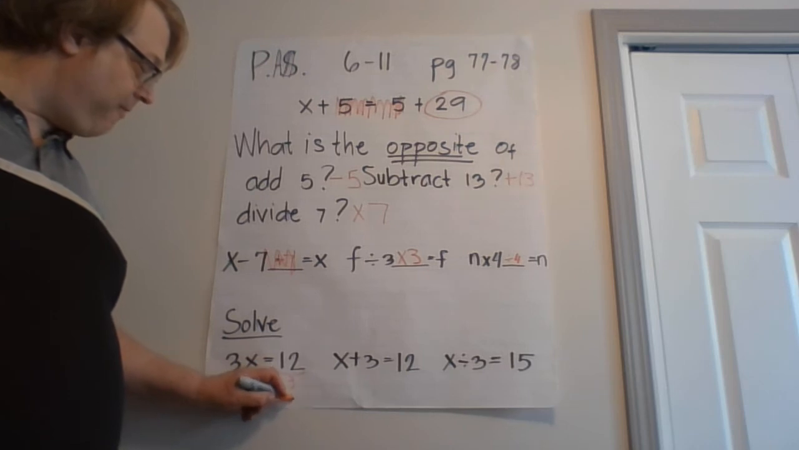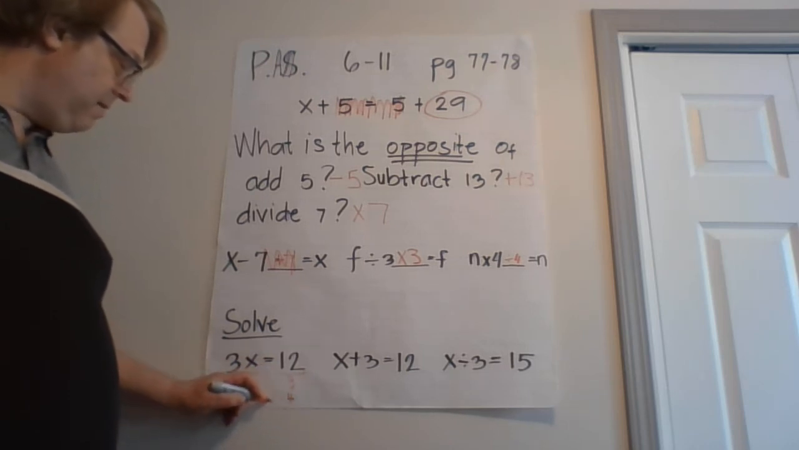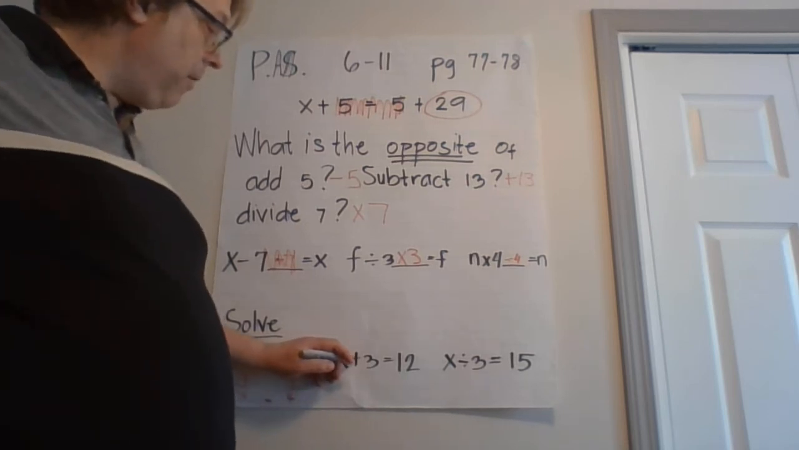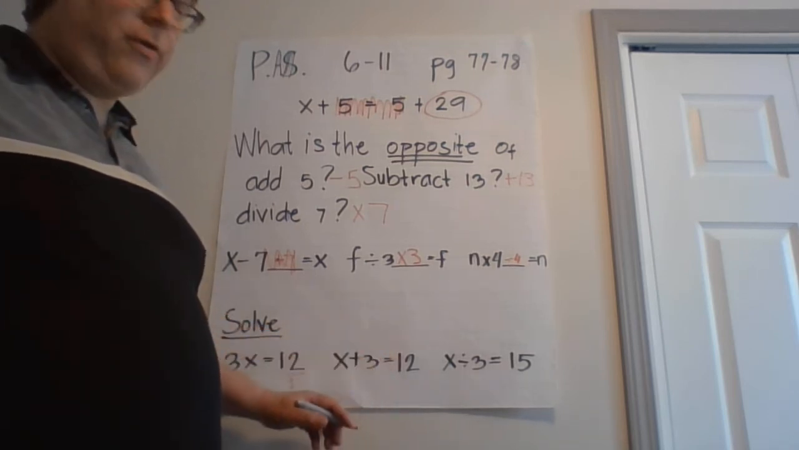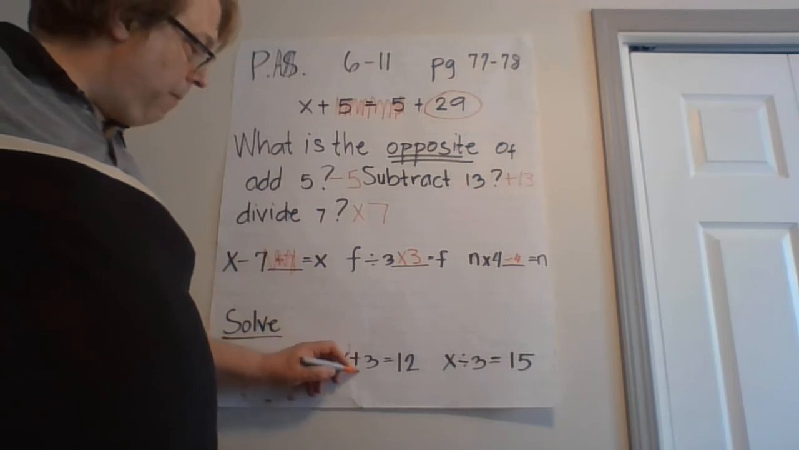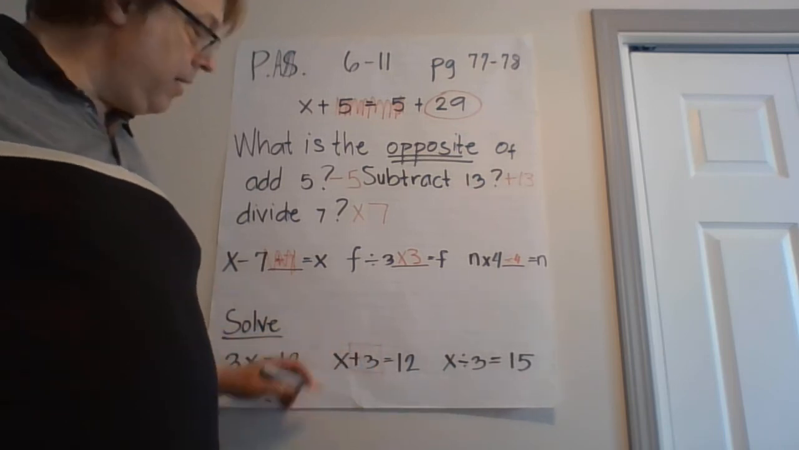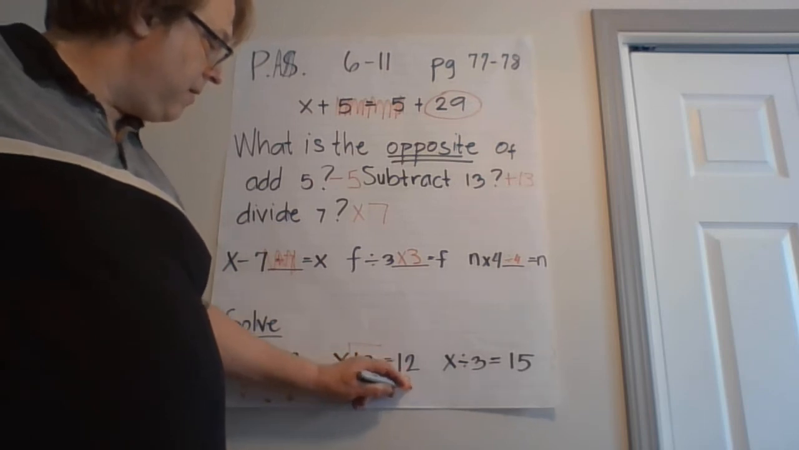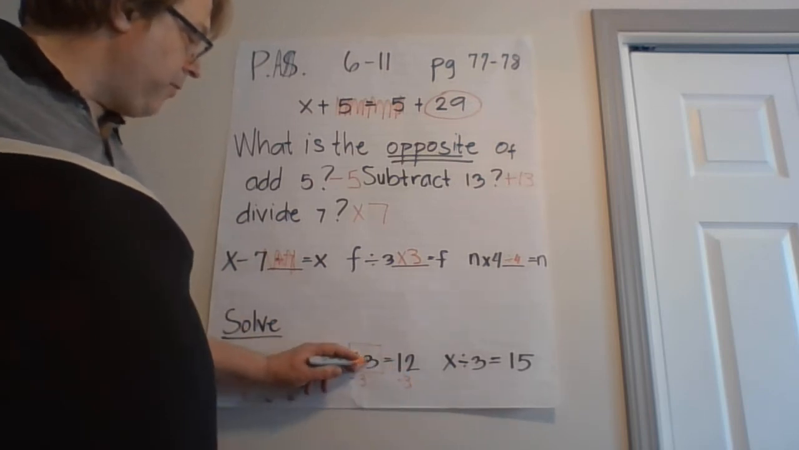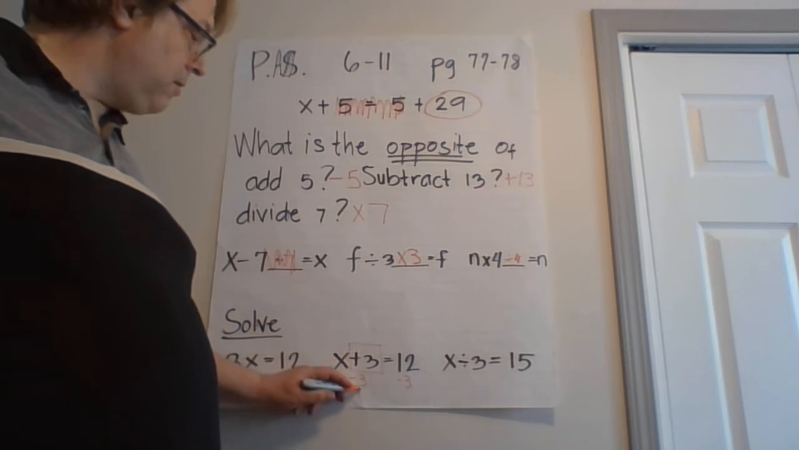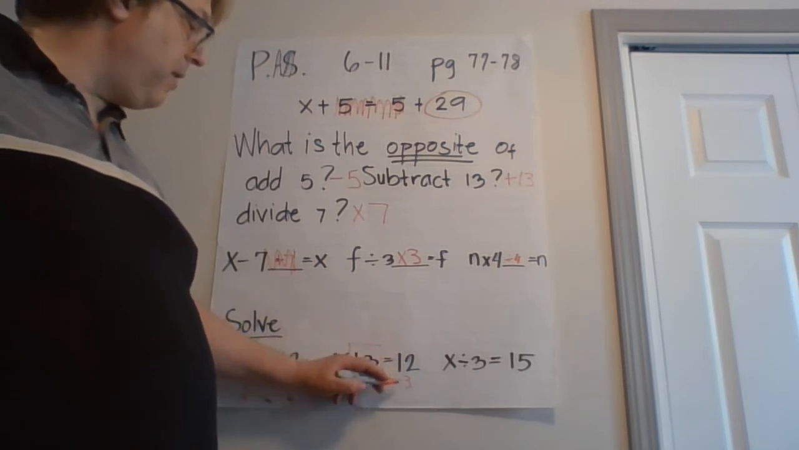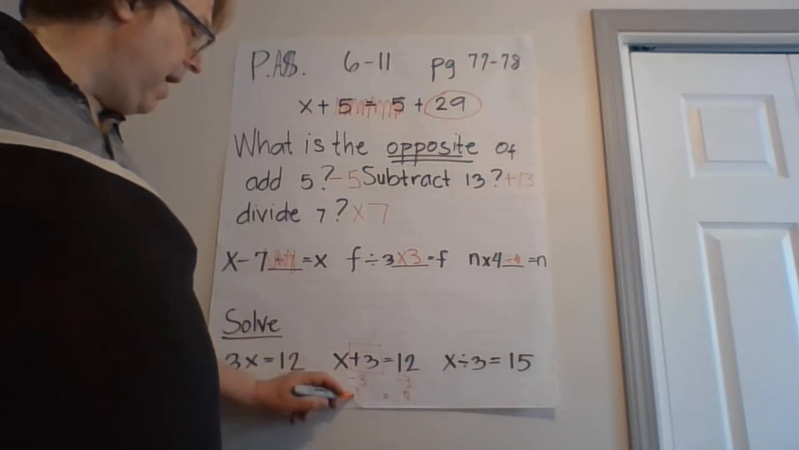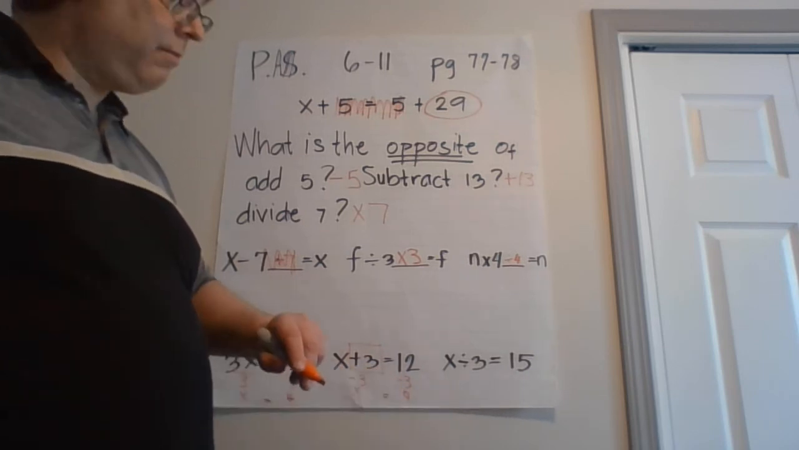The answer is 4. So x equals 4. Again, x plus 3 equals 12. What is the opposite of plus 3? It is take away 3. What x plus 3 take away 3 equals x. X take away 3 is 9. So our answer is x equals 9.